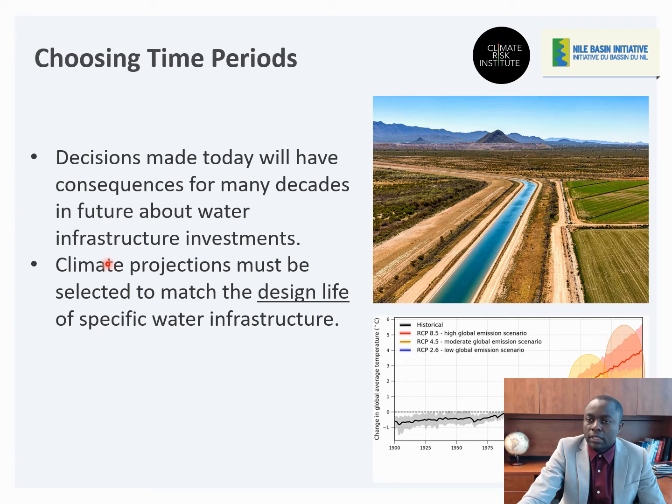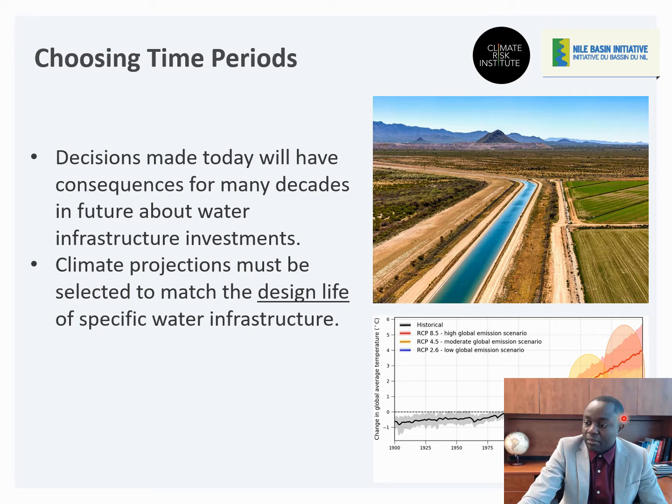One other important consideration when using climate projections is when we want to choose time periods from which to extract climate projection data sets. And remember that decisions made today will have consequences for many decades in the future about water infrastructure investments. So climate projections must be carefully selected to match the design life of a specific water infrastructure project. For example, if you are doing a climate risk assessment of an irrigation canal, which has a design life of about 50 years from today, typically you go to your climate projections portal and select climate projection data sets 50 years into the future from today. So you are looking basically at the 2080s. That is the time window from which you select your climate projections.